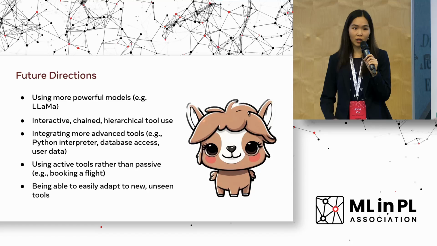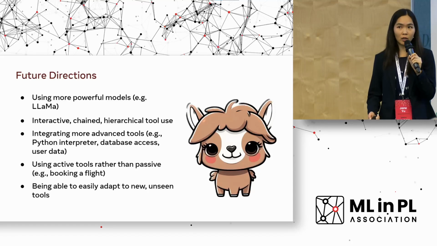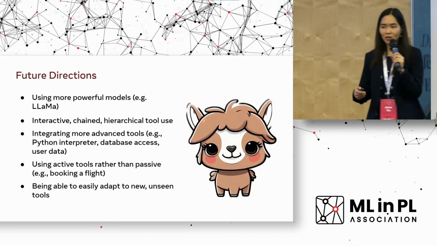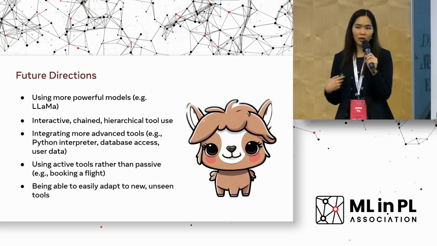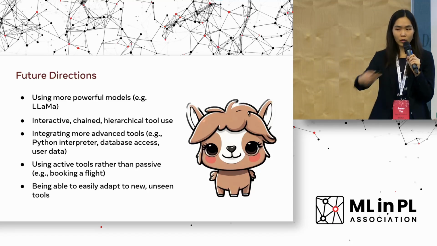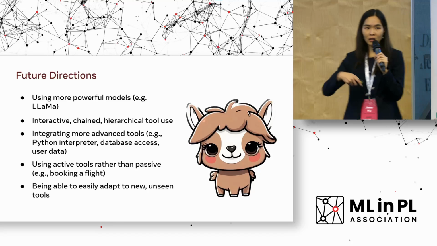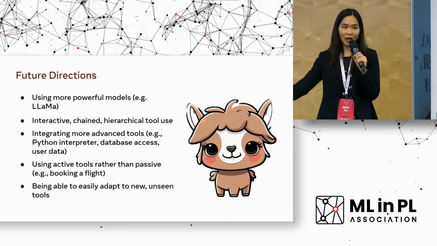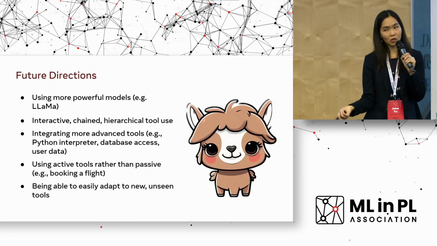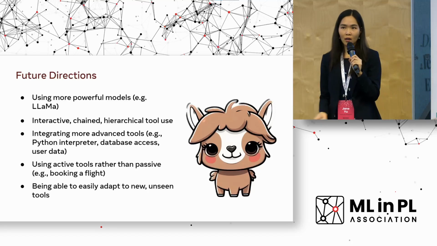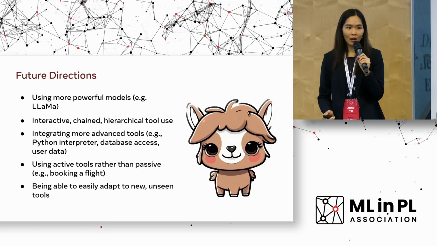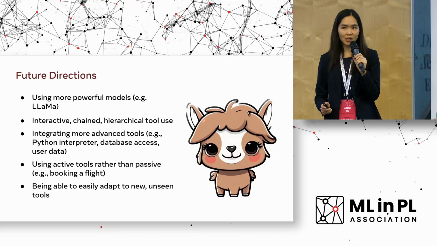There's also the question of whether or not we can get active tools to work. So an active tool is basically a tool that changes the state of the world. Right now we just have passive tools that only return a result. But maybe you want to change the world by booking a flight, sending an email, making a restaurant reservation, and things like that. And then lastly, we also want to be able to easily adapt to new unseen tools.